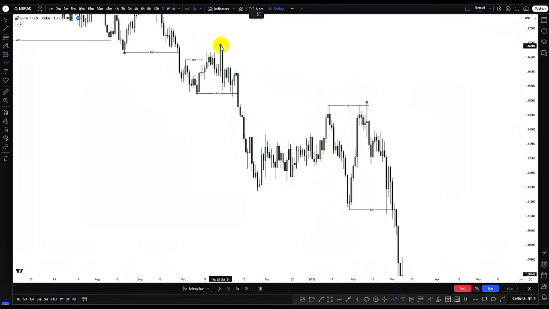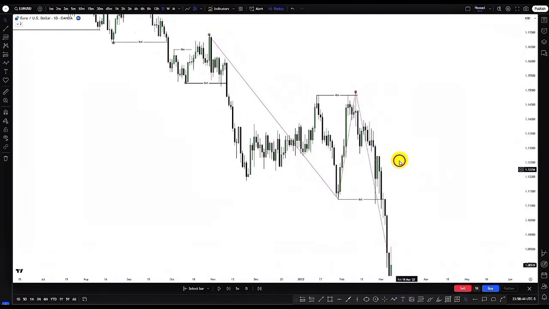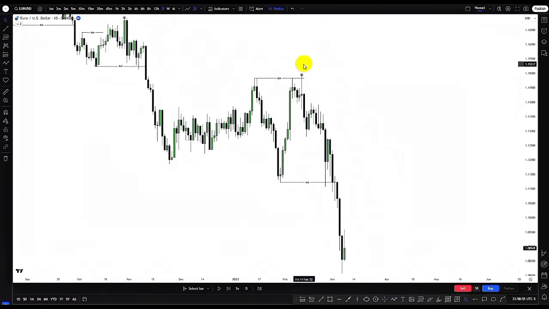It means this is the impulse to the downside. This is the pullback. And now we're having this impulse again to the downside. Now, meaning this is our new lower high points and this is our lower low points.